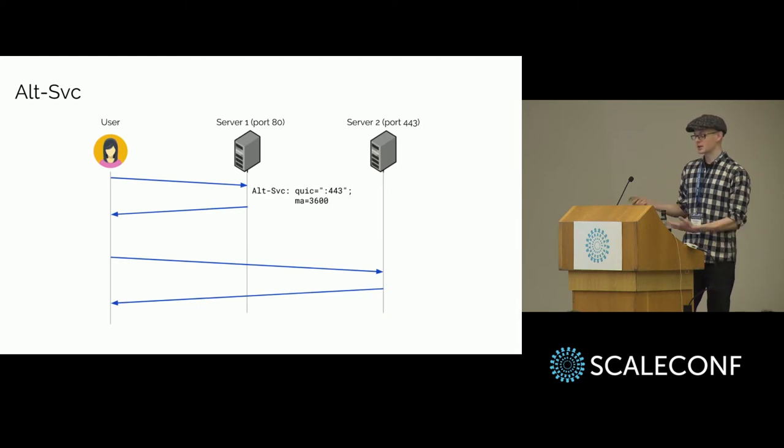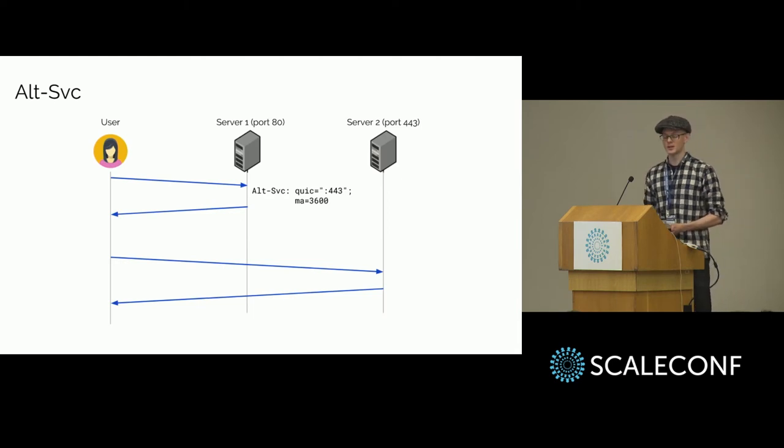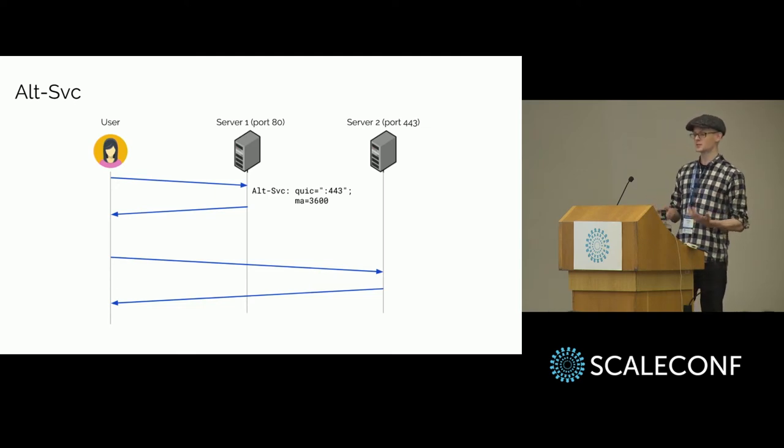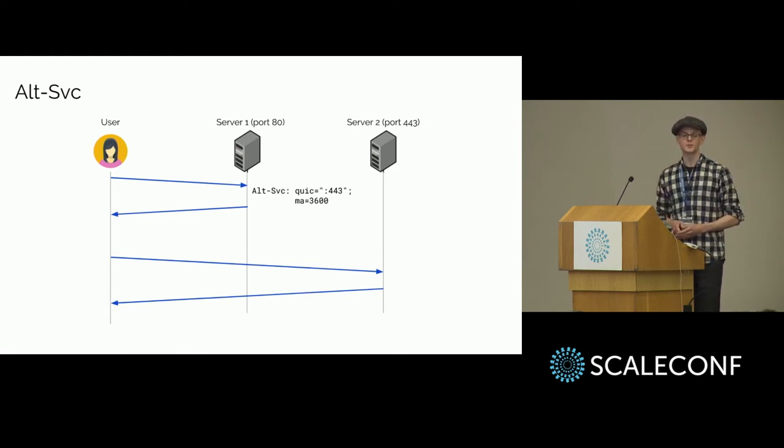So the user will connect to a server. The server will say, you know, actually, you're probably better off talking to this other server. And then for future requests, including images and style sheets and scripts for that page, we can fetch those from the other server. So this is useful for upgrading the web from the current generation of HTTP to QUIC. So if you've started investigating QUIC as a way of speeding up your sites, and you certainly should do if you haven't already, alternative services will be involved in transitioning your users from the existing version of HTTP to QUIC.